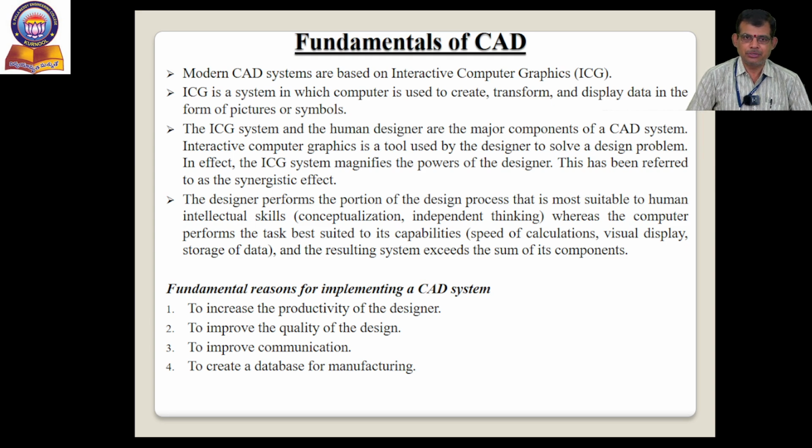Whereas the computer performs the tasks that are best suited to its capabilities. So what are the best suited capabilities of a computer? Speed of calculations. We are far slower than the computer in the calculation part. And visual display: immediately it will create the image on the screen. When you are doing it on white paper, you make use of a scale, a pencil, everything, and you are creating, and that will take much of your time. But when you make use of the computer system, instantly it will give you images on the screen. That is the visual display.